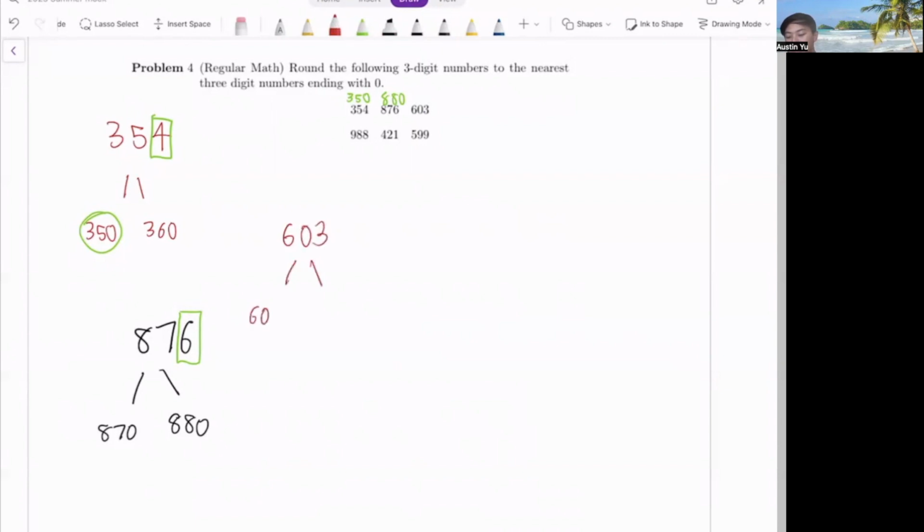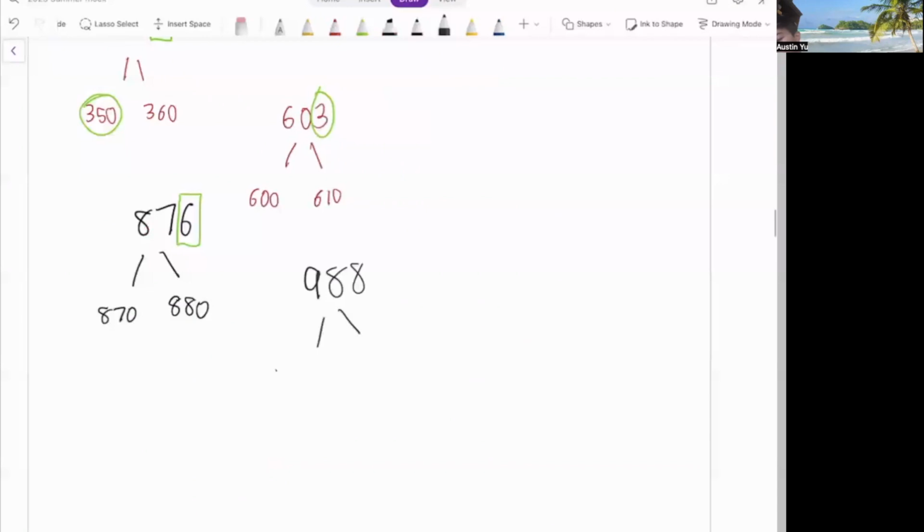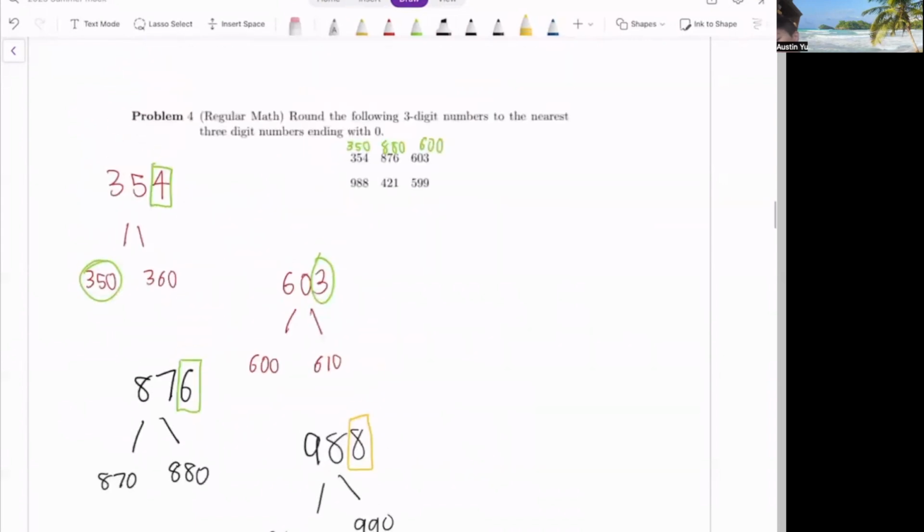603 is greater than 600, but less than 610. We look at 3 again. Is 3 closer to 600 or 610? The answer is 600. Next one, 988. 988 can be split into 980 and 990. We look at 8 to see which one it is closer to, and obviously it's 990.